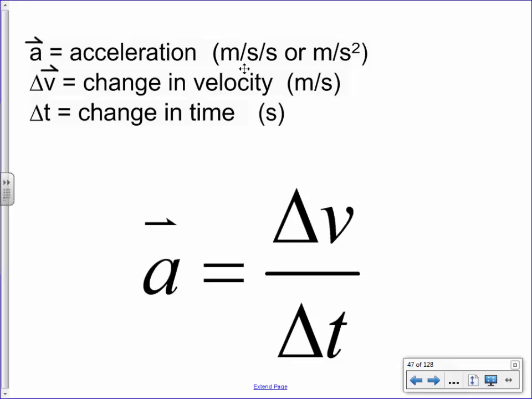It's like how much extra speed do you get every second? Or how much less speed do you have every second? Sometimes we write it like this, though. We go meters per second with a little 2 up in the corner. You guys know what that means, like squared? Okay, so either I'll say meters per second per second, or I'll say meters per second squared. That's the units we use for acceleration.